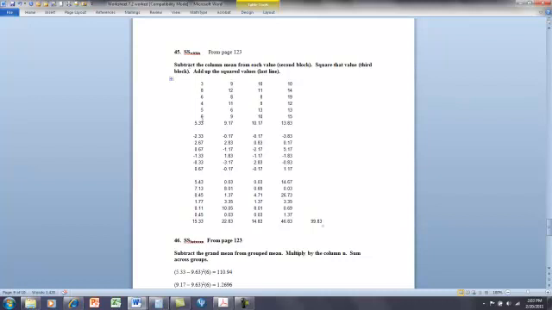So we found the mean for each group. We found the deviation score for each element in a group against its own mean. So 3 minus 5.33 is negative 2.33. 8 minus 5.33 is 2.67. Then we're going to square those values. We're going to add up the sum of squares in each column. We're going to get our total for all of the sums of squares within groups.